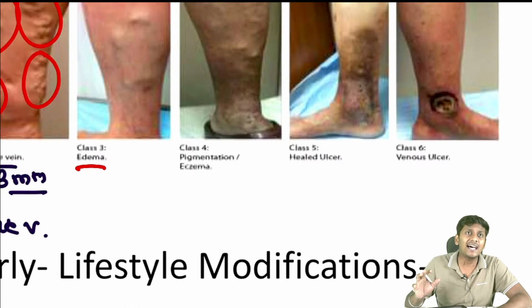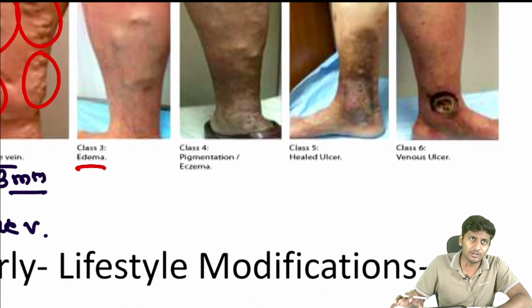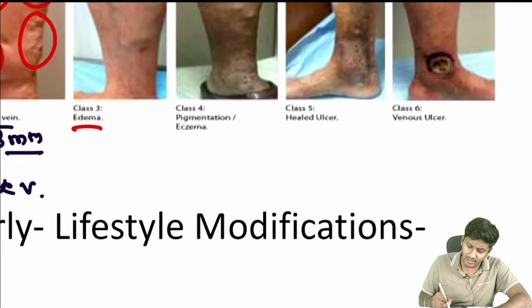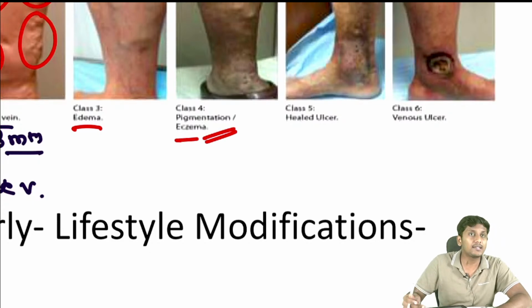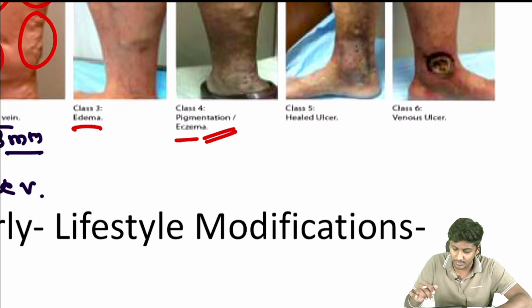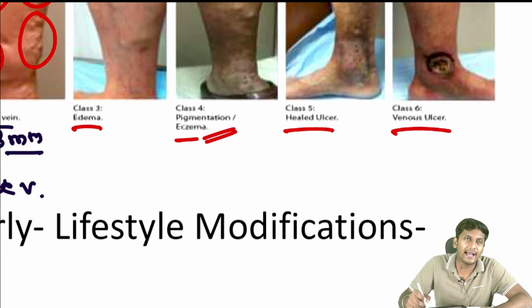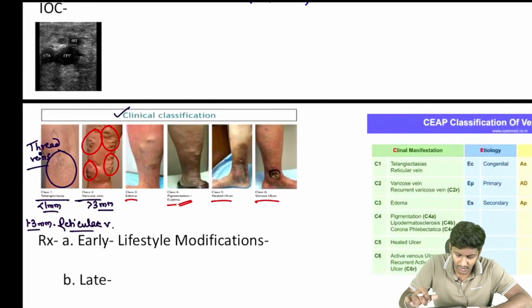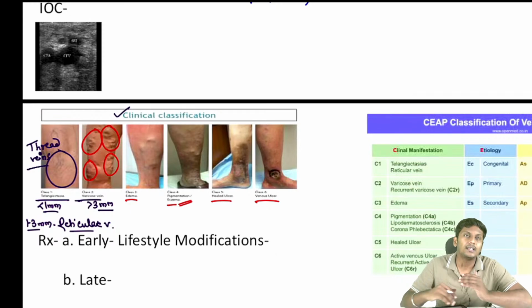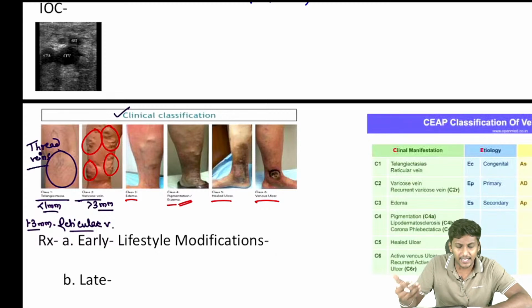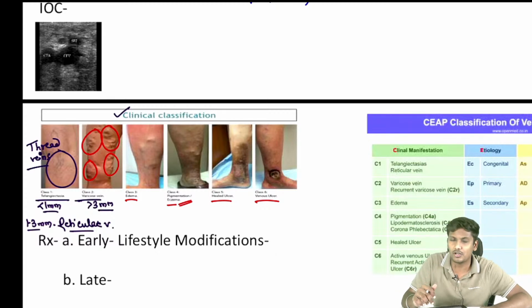Then as the blood stays over there for a very long duration of time, the patient will start developing pigmentation or eczema. Then the patient will even have a healed ulcer, or an active venous ulcer as well. ठीक है? So that is the clinical classification that we do usually. तो सबसे पहले start होता है thread veins or telangiectasia less than 1 millimeter, then reticular veins 1 to 3 millimeter, more than 3 millimeter varicose veins, and then edema, pigmentation or eczema, that is skin changes, and definitely there will be formation of an ulcer later on.